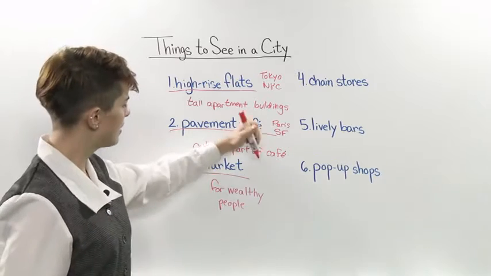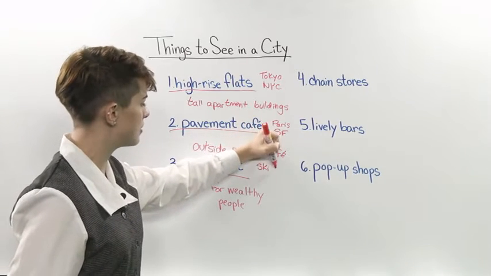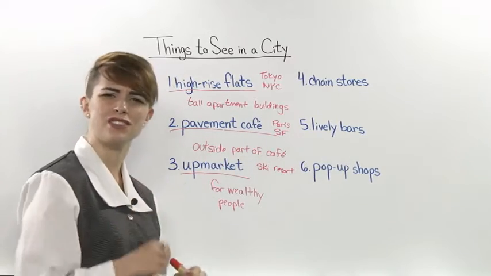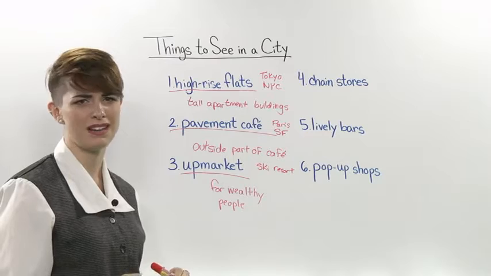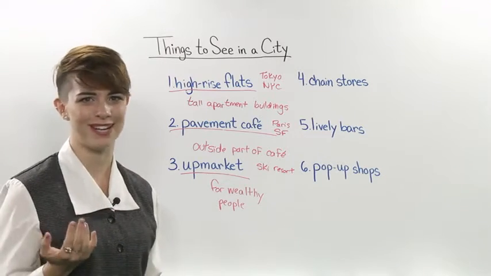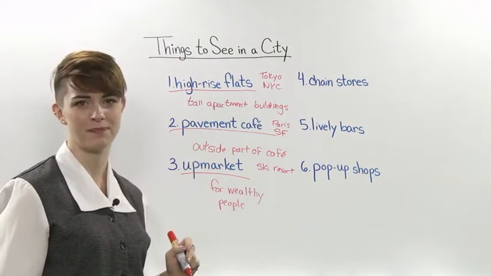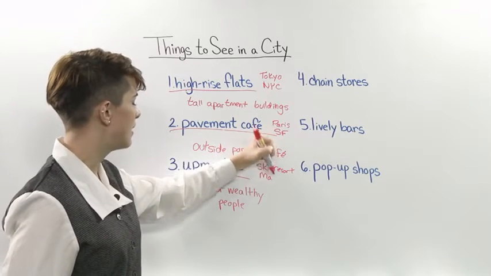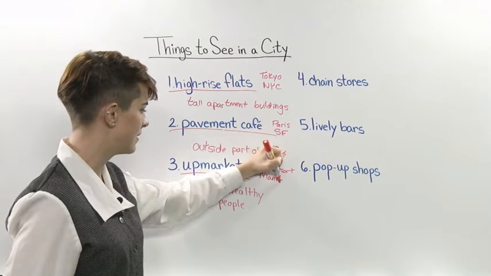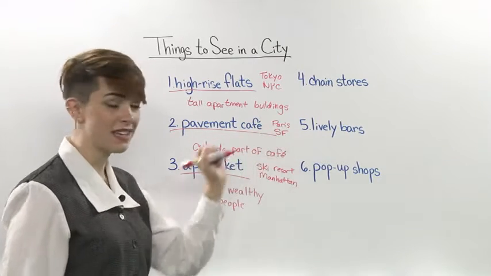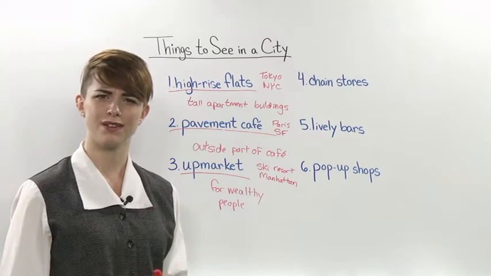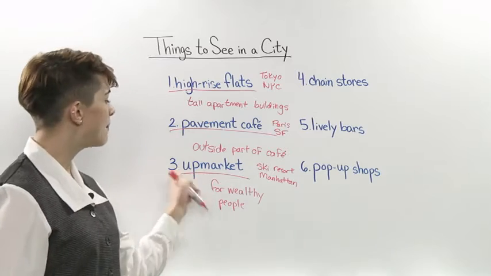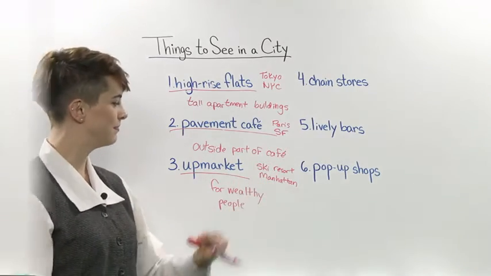For example, let's talk about a ski resort. Perhaps I could ask you, hey, do you want to go to this ski resort this weekend? Oh, I can't possibly afford it. It is far too upmarket for me. Also, I'm sure you can find a lot of upmarket shops in Manhattan. Manhattan is a very expensive place to live, so naturally, wealthier people will live there. Thus, you will have more upmarket shops in Manhattan.